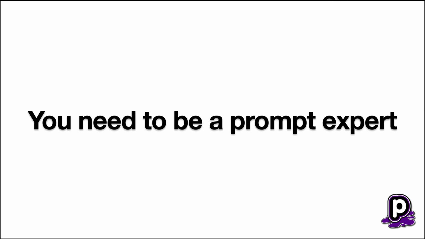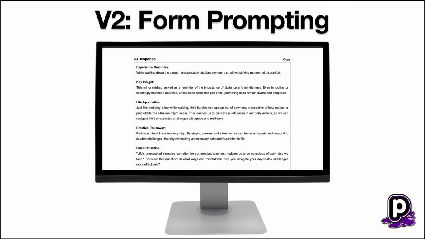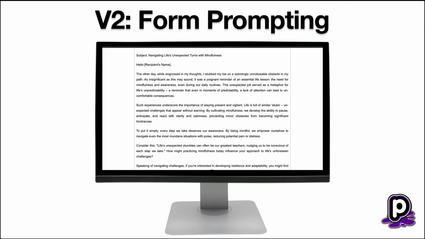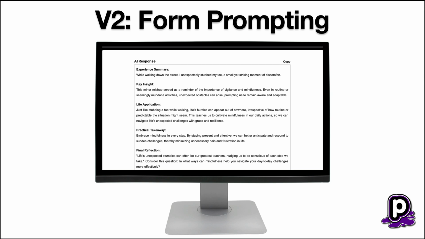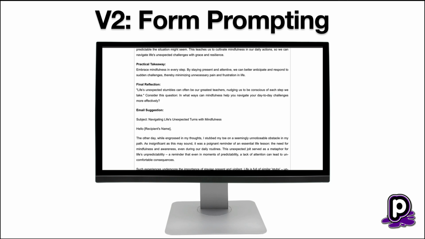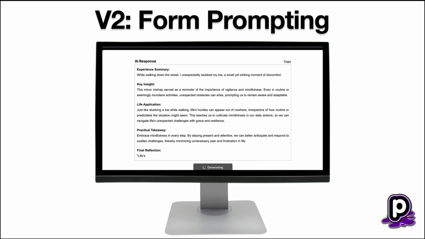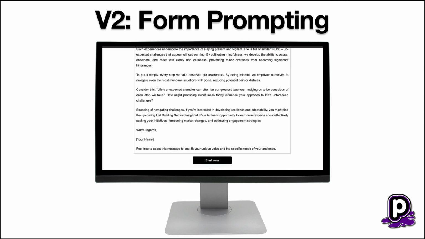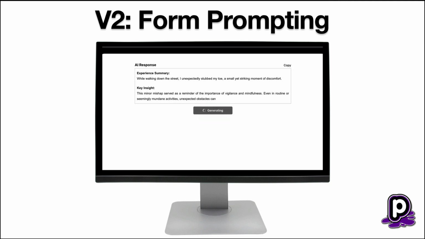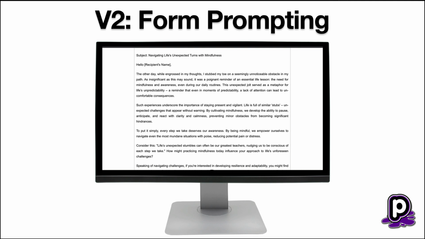The problem with this is you need to be a prompt expert. So what came next was version 2, which is form prompting, where basically you would put in your data and there's a hidden prompt. And this is where experts aren't afraid to give you their best stuff because they're not giving you the secrets. They're putting the secrets behind the form, and you get to use their secrets without them revealing what the secrets are.